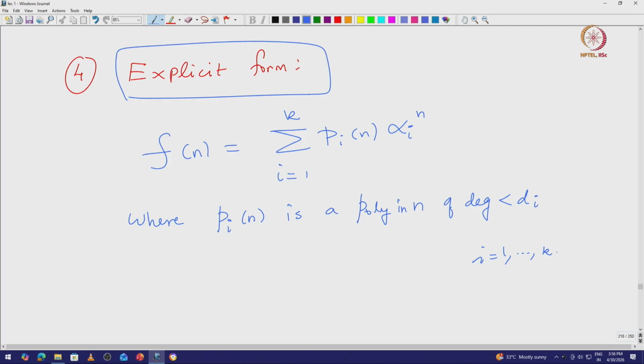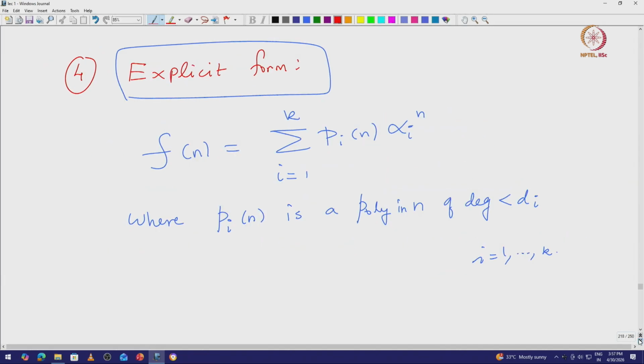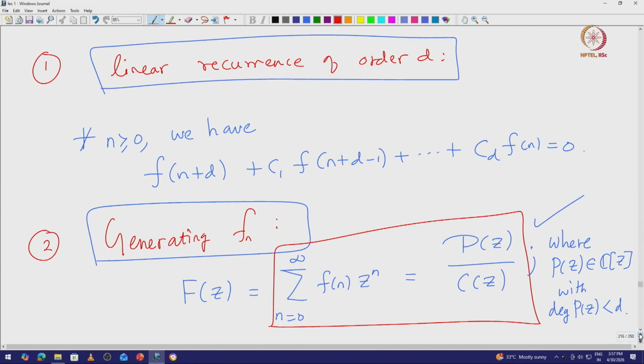So, one can give a very explicit description of f of n, like what we did for the binomial coefficient, and that can actually be done just by inverting this product of the monomials that we have here, using this geometric series. Okay, so I am going to only prove 1 and 2 and then leave the rest of the things as an exercise.